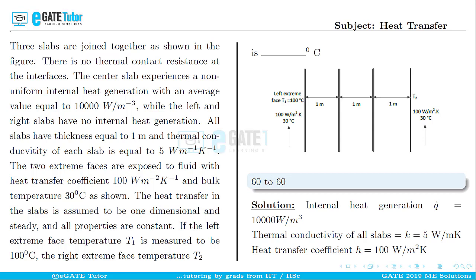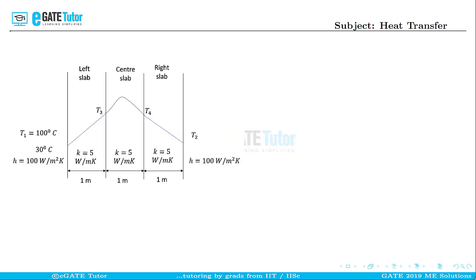The next step is, let us try to draw the temperature distribution in these three slabs starting from the left extreme end to the right extreme end. It is to be noted that since the center slab has the non-uniform internal heat generation, the temperature remains maximum in the center slab. So this is the temperature distribution from the left extreme end to the right extreme end. Since we are given the left extreme end temperature as 100 degrees centigrade, we need to calculate the right extreme temperature T2 in degrees centigrade.